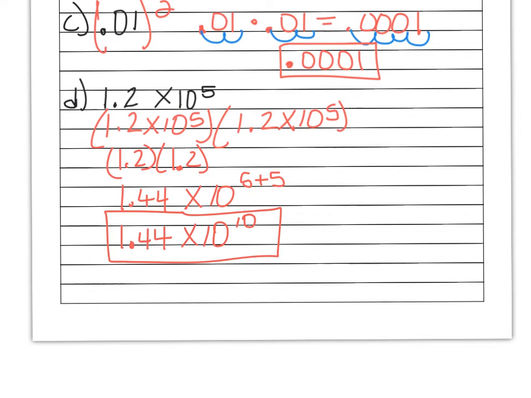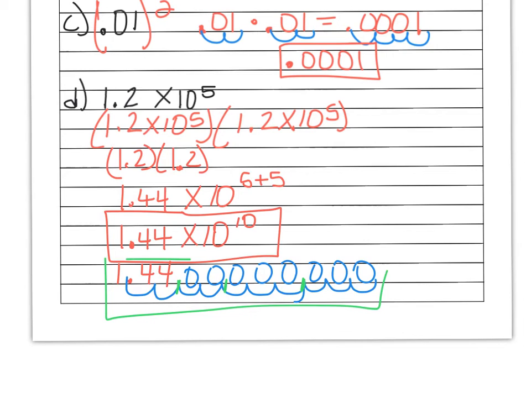If we wanted to write it in standard form, we would need to move the decimal point over 10 times, and it's going to make a big number because it's positive. So 1, 2, 3, 4, 5, 6, 7, 8, 9, 10, and we plug in those zeros. And let me do it in green so it stands out. Here's my comma, here's my comma, here's my comma, so that would be our standard form answer.